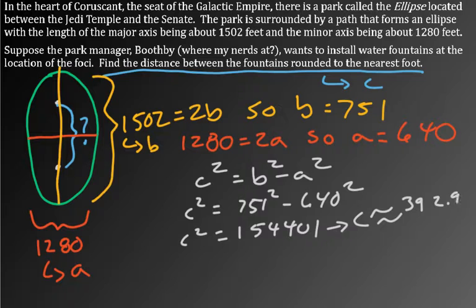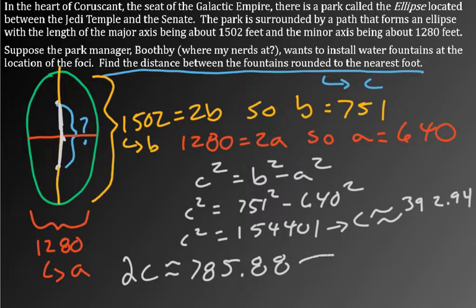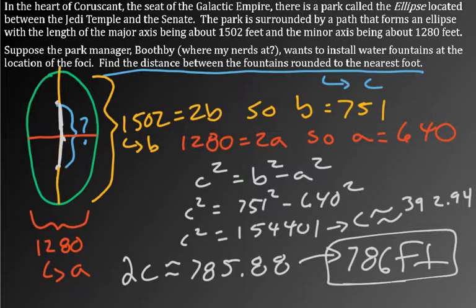It's like 0.94-ish. But C is really just this distance right here, right? And we want to know the distance between the water fountains round to the nearest foot. And so what we really want is 2C, right? And 2C is about 785.8 or something. And so to the nearest foot, it would be 786 feet. That would be it. So the water fountains in this park are about 786 feet apart.